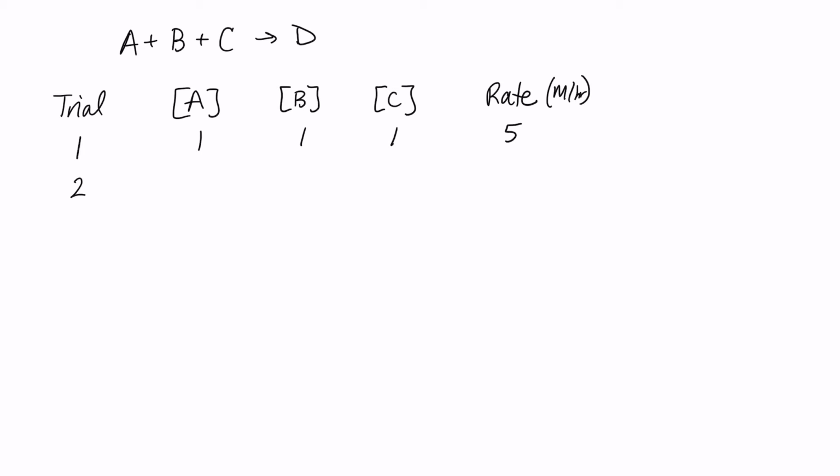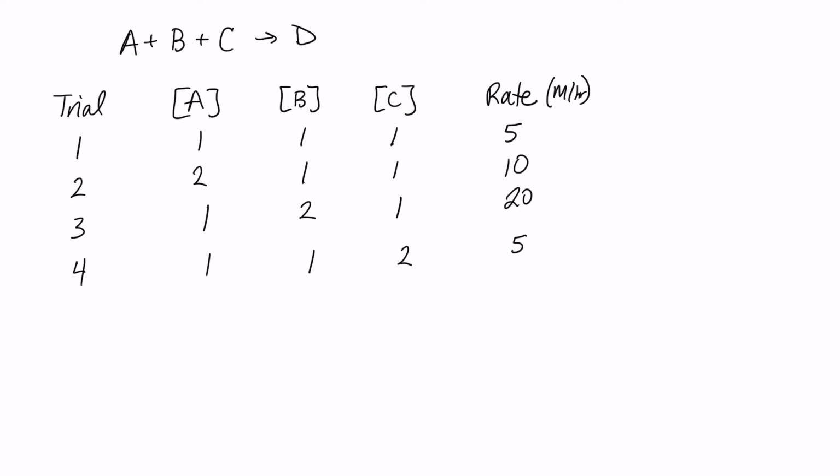Now we're going to do a second trial. This time, we want to double the amount of A, but keep the amounts of B and C constant. And we notice when we do that, the rate actually also doubles. In the third trial, we're going to double the amount of B, but keep A and C at 1 molar. And in this case, the rate went up to 20. And then the last trial we're going to double the amount of C, but keep A and B at 1 molar. And in this case, the rate was 5.